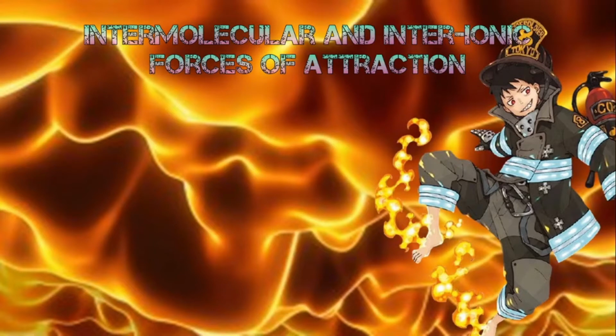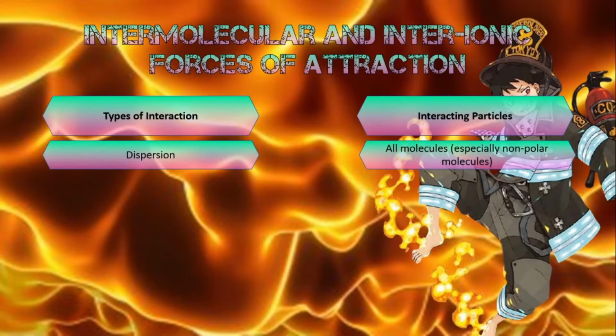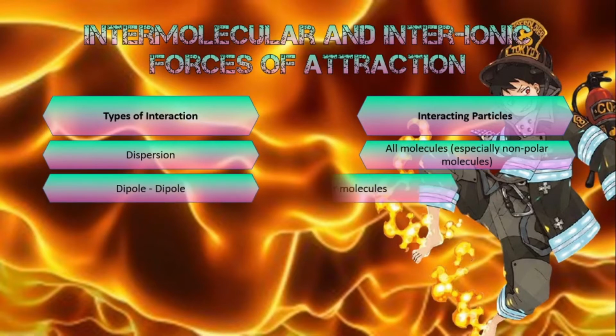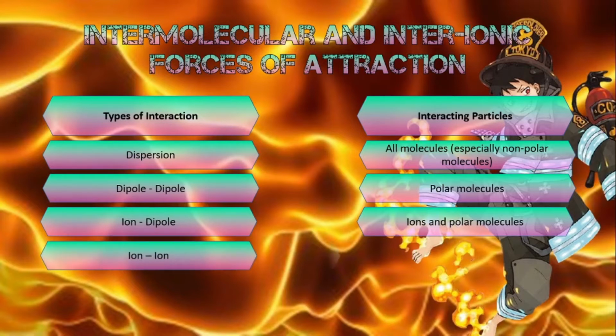Intermolecular and interionic forces of attraction. What are the types of interactions and the interacting particles for each interaction? First is dispersion. Interacting particles are all molecules, especially the nonpolar molecules. Next is the dipole-dipole interaction, which involves the polar molecules. Next is the ion-dipole interaction. Interacting particles are ions and polar molecules. Next is the ion-ion interaction, which involves the ions, especially the cations and anions.